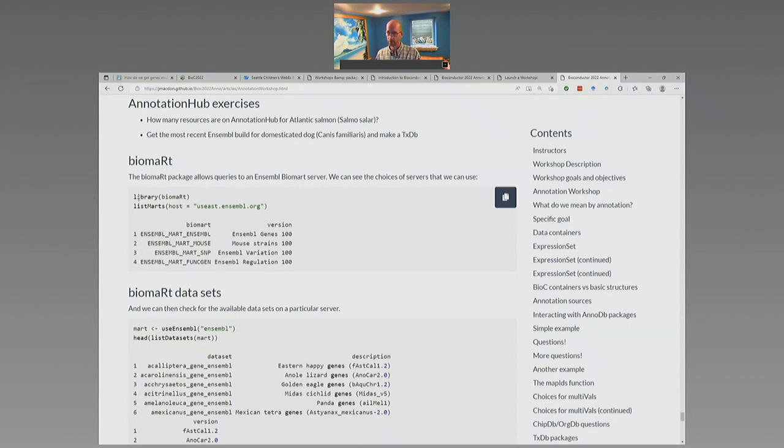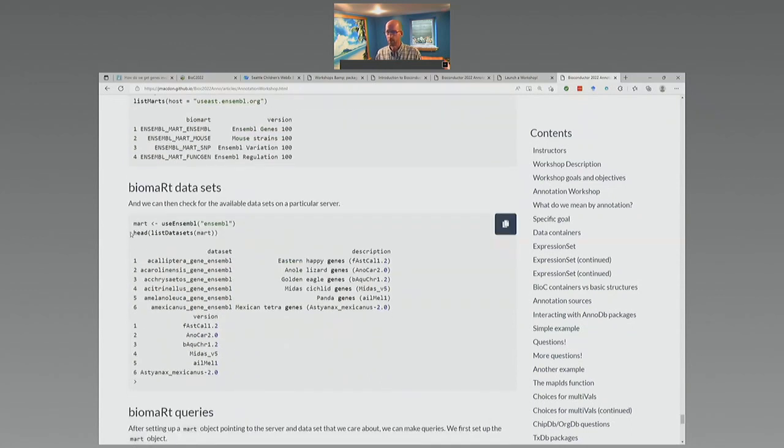And the way it works is, first you load the package, and then you can list the marts to see all the things that are available. Use this listMarts function. But the way it works is you first use the useEnsembl function to make what they call a mart. And the mart is just basically a connection to their database. And then you can list all the datasets that are available. So there's a gajillion of them. But you can list them and see, oh, look, I work with this particular one. Or I'm a golden eagle person, I'm going to use this one, whatever.